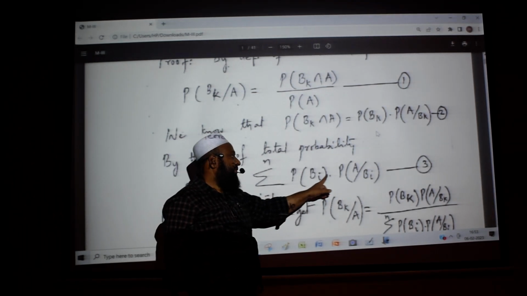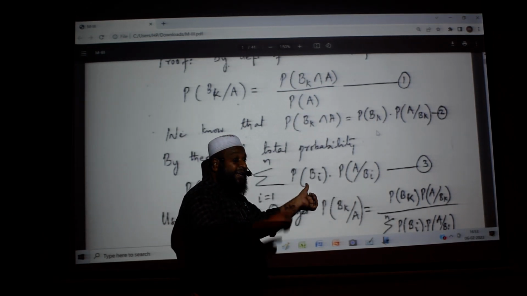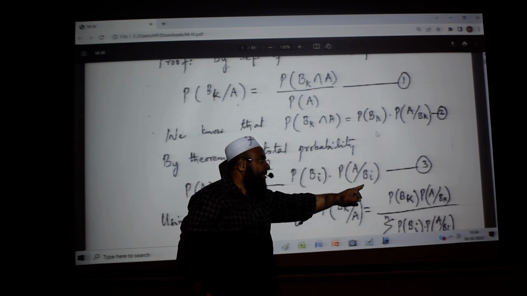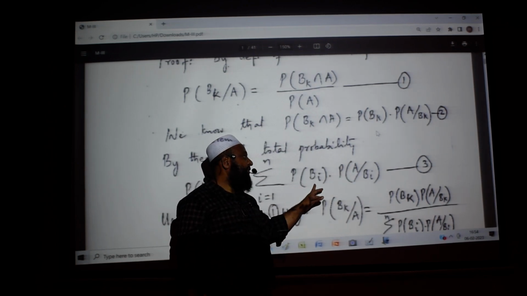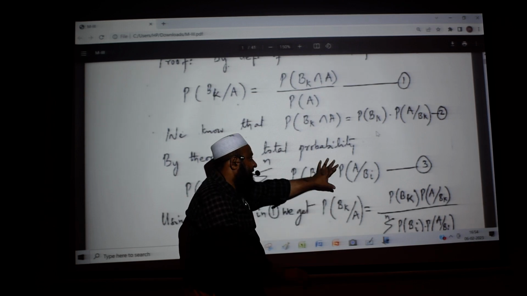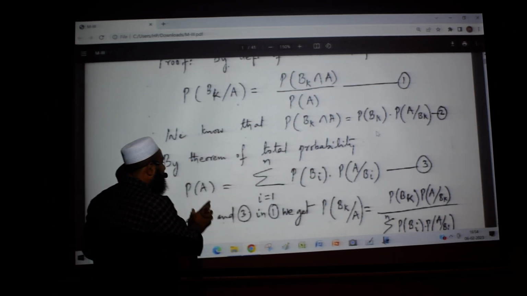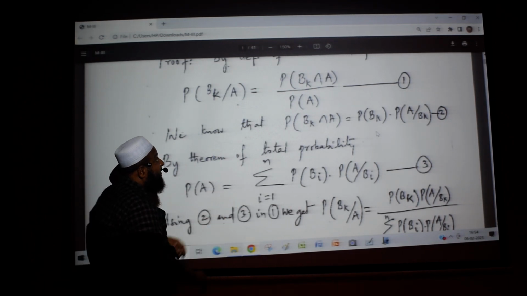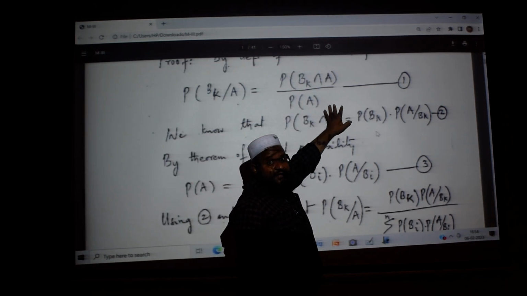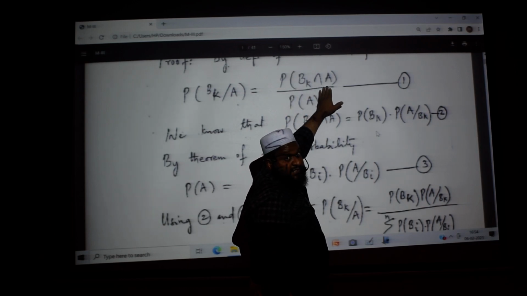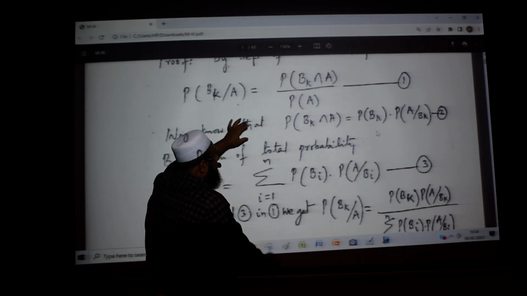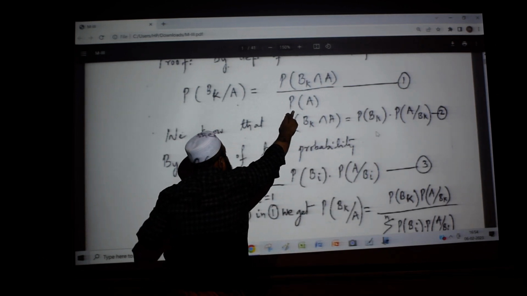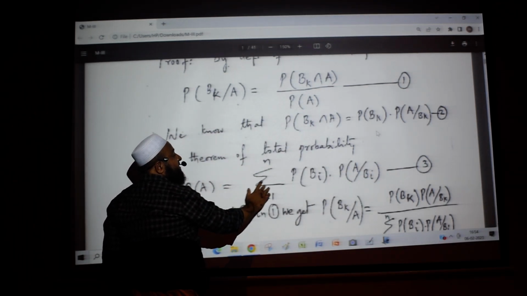I will use the summation. I'll write all the n terms: P of B1 into P of A by B1 plus P of B2 into P of A by B2. That complete summation is the value of P of A by the theorem of total probability. Now, you just see the first equation, the numerator is this much. That is represented in this way in the second equation. And this denominator P of A is this summation.